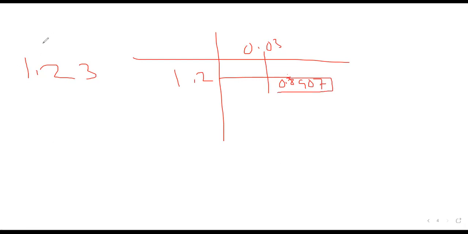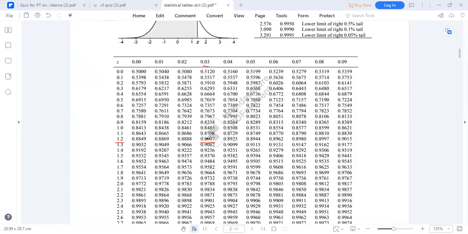This is called the Z value. The probability of 1.23 is 0.8907. The opposite, I can go inside there. If I ask you to give me the Z for the probability 0.8907, I just add 1.2 and 0.03. So what I get is 1.23. So this is a Z.